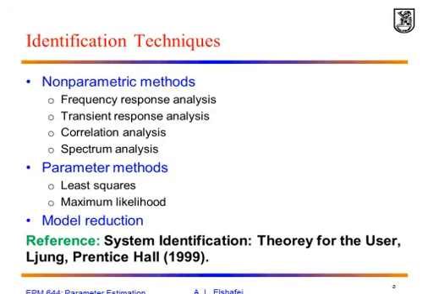A good reference, actually the main reference in system identification, is a book by Ljung, and it's called System Identification: Theory for the User.